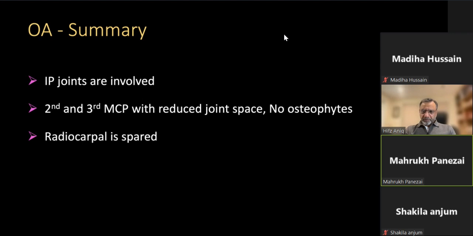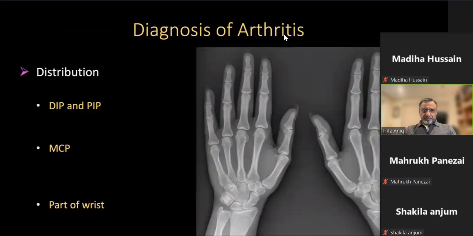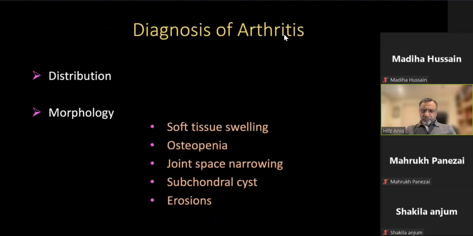The nodes that are formed in OA, like the Heberden's and Bouchard's nodes, are they advanced cases, and are they due to soft tissue swellings? They're bony things. So they are osteophytes. Let me go back and show you. Go back. Wait.